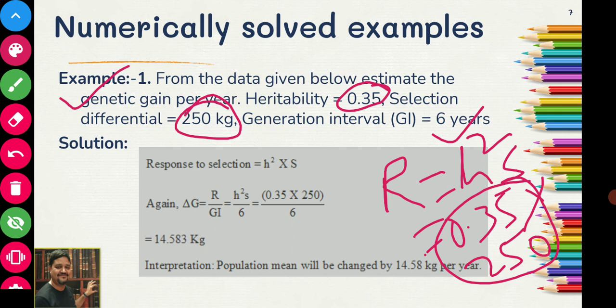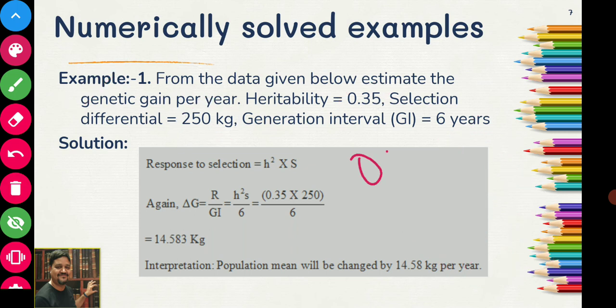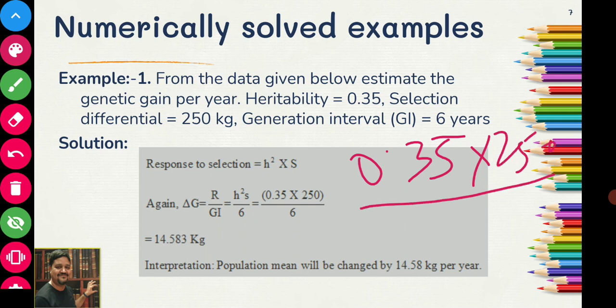You have to divide this term, that is 0.35 into 250, divided by 6, that is the generation interval. So in this way you will get the response to selection per year, or genetic gain per year, as 14.583 kg. So what will be your interpretation?